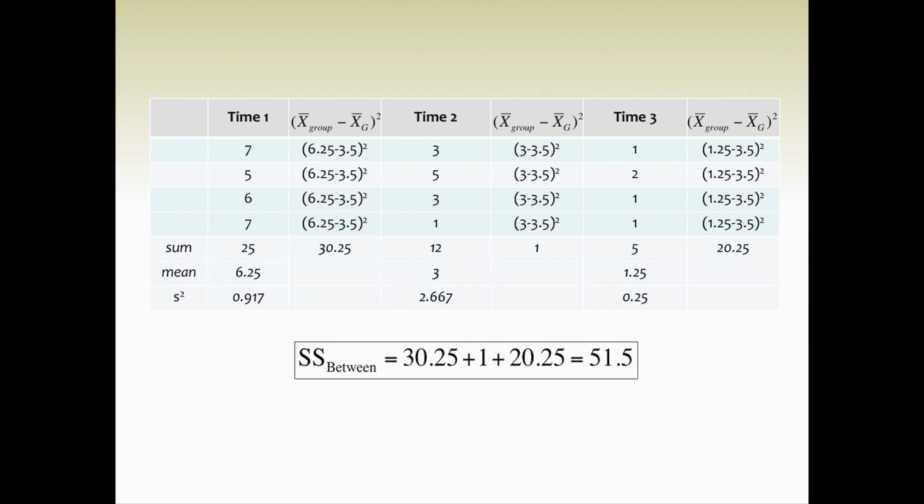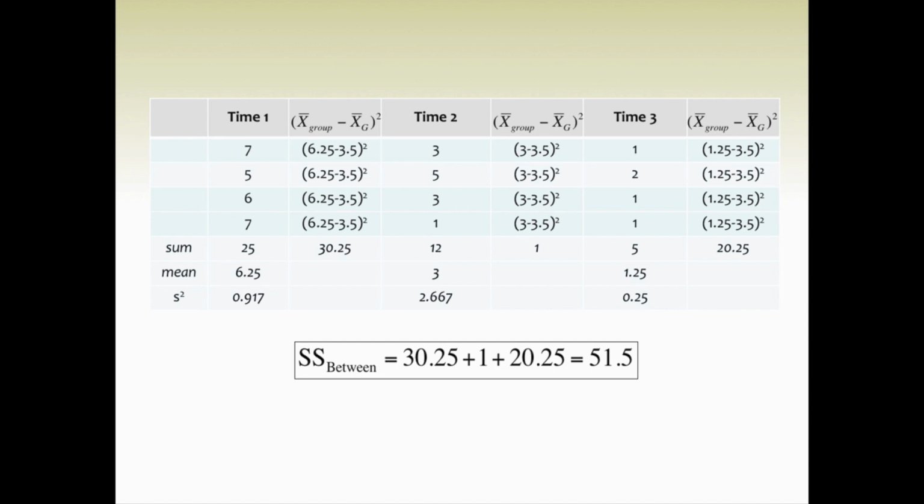This is the sum of squares between calculation. It should be exactly identical to the sum of squares between calculation that you made for the independent samples ANOVA. So if you watched that video already, this will be a review. For between groups variance, we're looking at group means and subtracting the grand mean, which is the mean of everybody. The three group means are 6.25 for time 1, 3 for time 2, and 1.25 for time 3. And so the mean of those three numbers is 3.5.